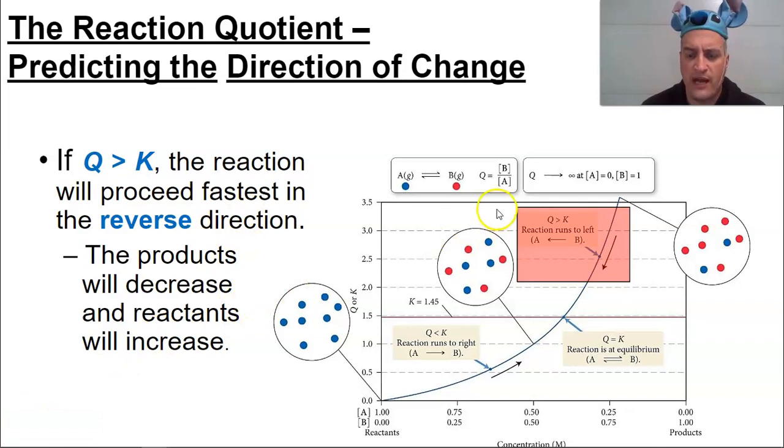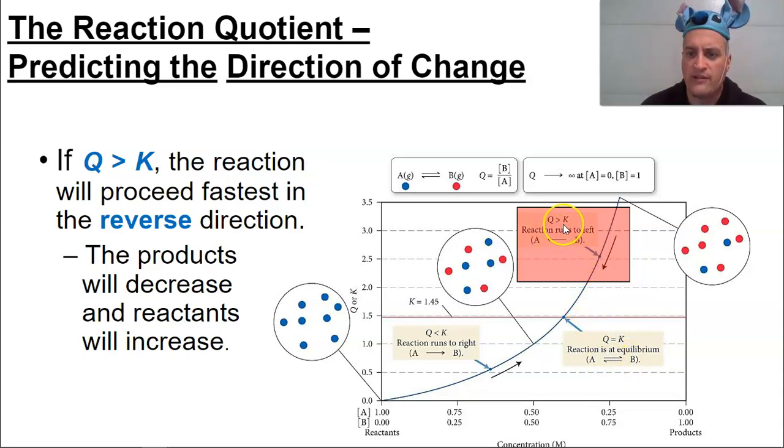As we see with this little graph over here, if we started off with a whole bunch of A, no B, then Q, B over A, would be 0. I should say the opposite of what I said before. But as it increases, Q is going to be getting larger, but is still less than K. So the reaction is going to run to the right. When it's equal, we're at the equilibrium constant, and the reaction is going to be the same.